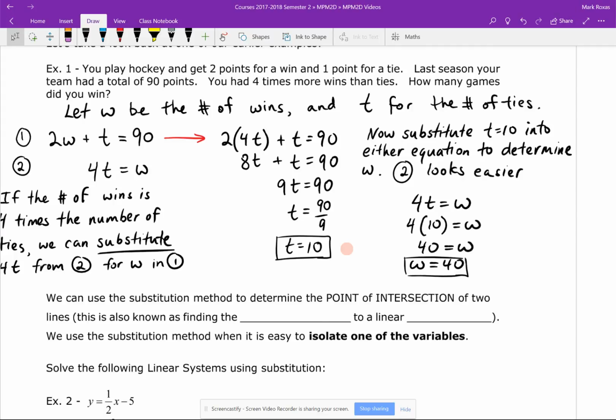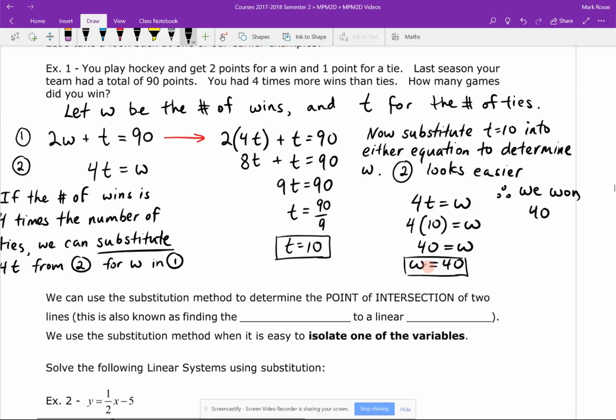Okay, and so that answers the question actually. How many games did you win? Well, we won 40 games. So therefore, we won 40 games.